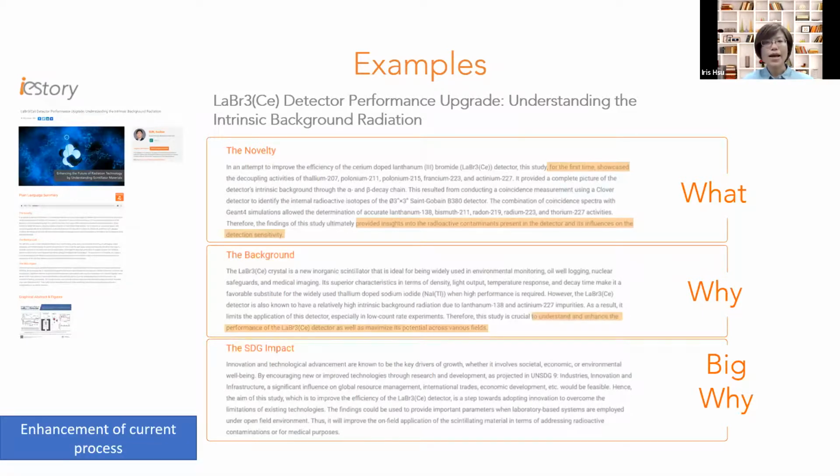But by using the language of connecting to the audience, showing this is the first research ever to do what and what, we show the novelty part, and the background is to understand and enhance the performance and maximize the potential of such and such a solution. And what is the Big Why, of course? By understanding it, the finding could be used to provide important parameters when laboratory-based systems are employed in the field environment. So it might not be as big a far-away picture as climate change, but it could be applied to, let's say, a lab environment or related field.